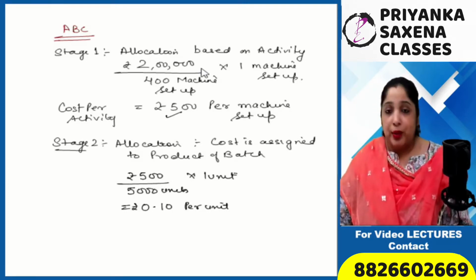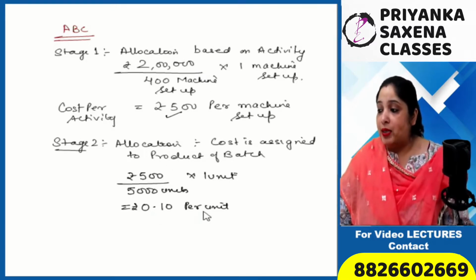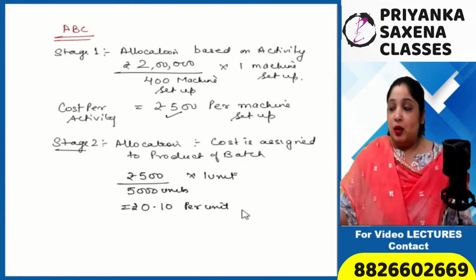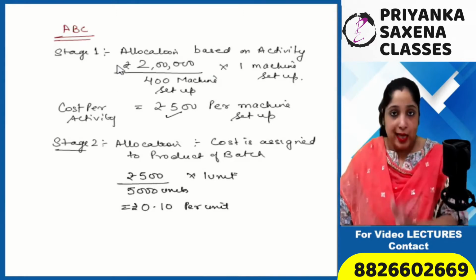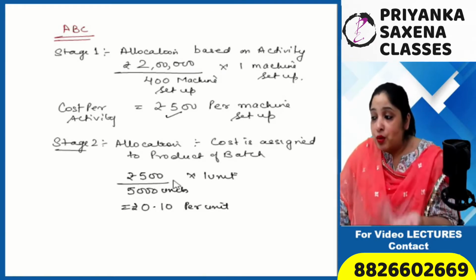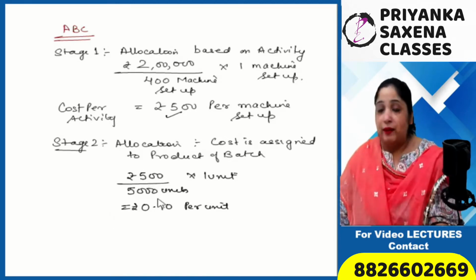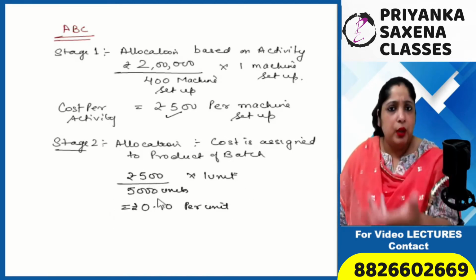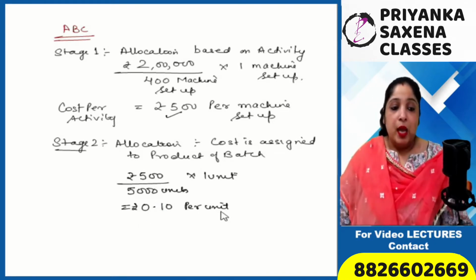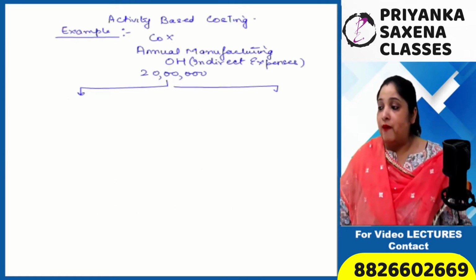Now the cost was 2 lakh rupees, and it has been allocated as cost per unit. How much? Rupees 0.10 per unit, right? Now this is called batch allocation. First, the cost was allocated to the activity. Then we observe how many units are produced during that activity: one batch, 5,000 units, 6,000, whatever the units produced, apportion that cost. This is the cost per unit that we have apportioned.